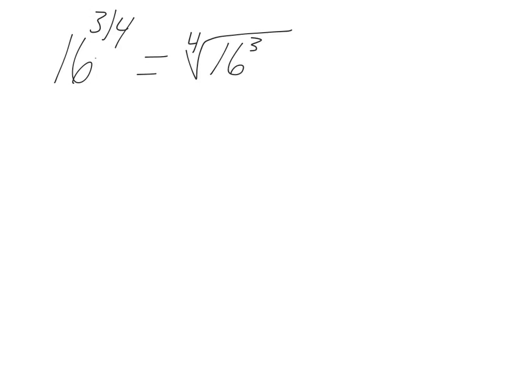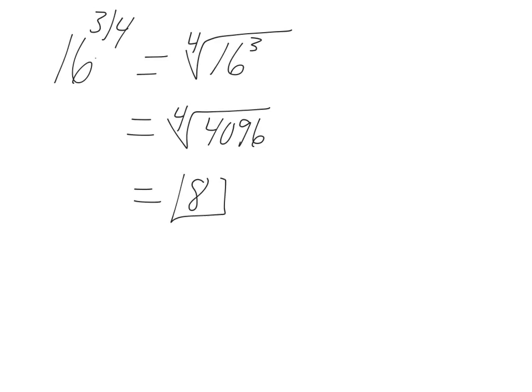So let's try a couple examples here. Let's say I have 16 to the 3/4 as my exponent. That means the bottom number, the 4, the denominator, is your index. Then the top number goes with the number underneath the radical sign. So that means the 4th root, and 16 to the 3rd power is 4096. And then if you take the 4th root of 4096, you would get 8, and that would be your answer.